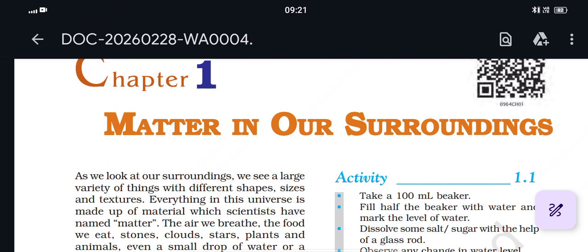Students, today we are going to learn Chapter 1, Matter in Our Surroundings, of Class 9.